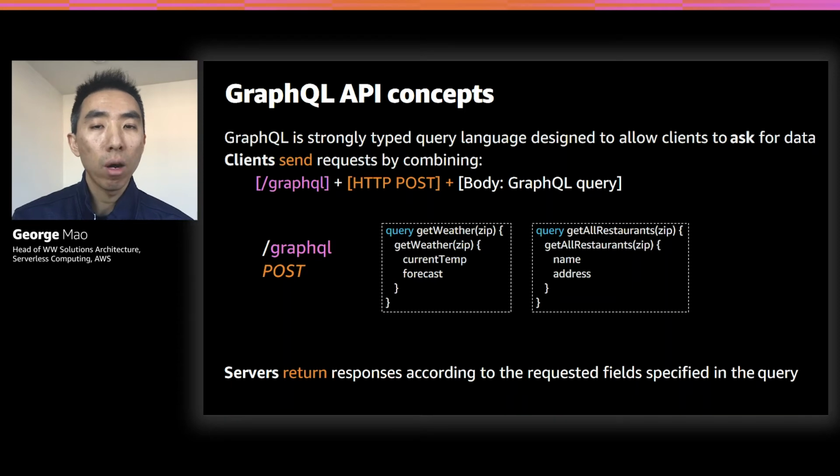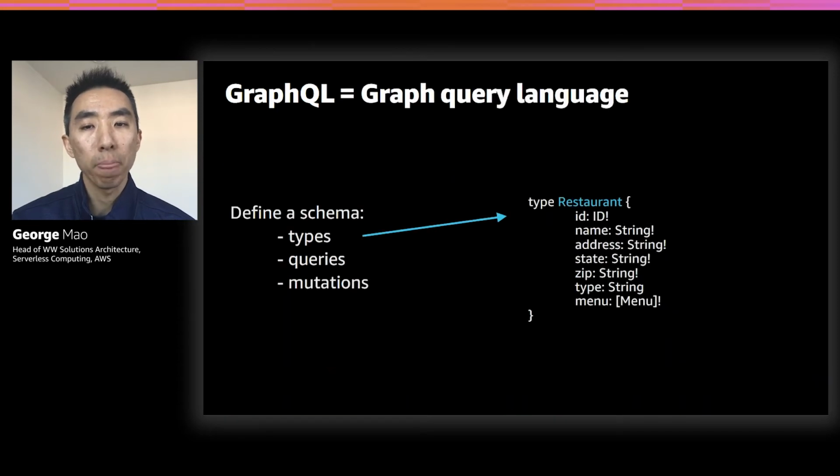So at the heart of GraphQL is basically a schema. A GraphQL schema consists of 3 things. You have a type, a query, and mutations. So a type in our example would be restaurants, right? So we're going to be working with an object called a restaurant.